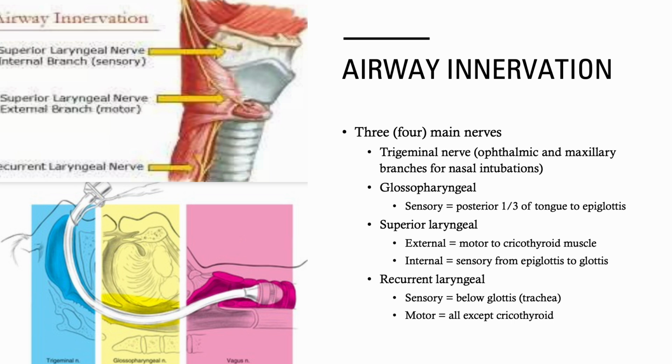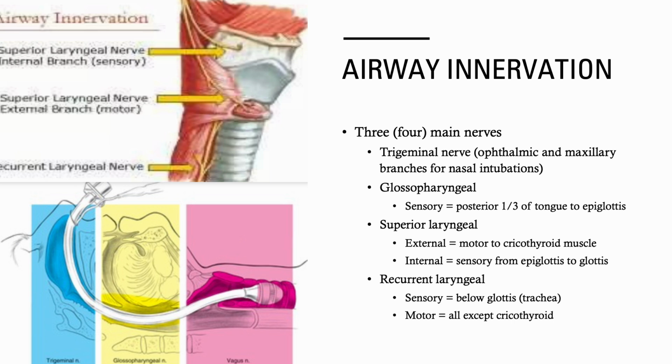So the sensory innervation of the glossopharyngeal nerve is the posterior 1/3 of the tongue all the way down to the epiglottis, where the superior laryngeal nerve takes over. Now, the superior laryngeal nerve is broken into 2 portions, the external branch and the internal branch. Now, the internal branch is the sensory branch that takes sensation from the epiglottis all the way down to the glottic opening. The external branch of the superior laryngeal is the motor portion that innervates the cricothyroid muscle.